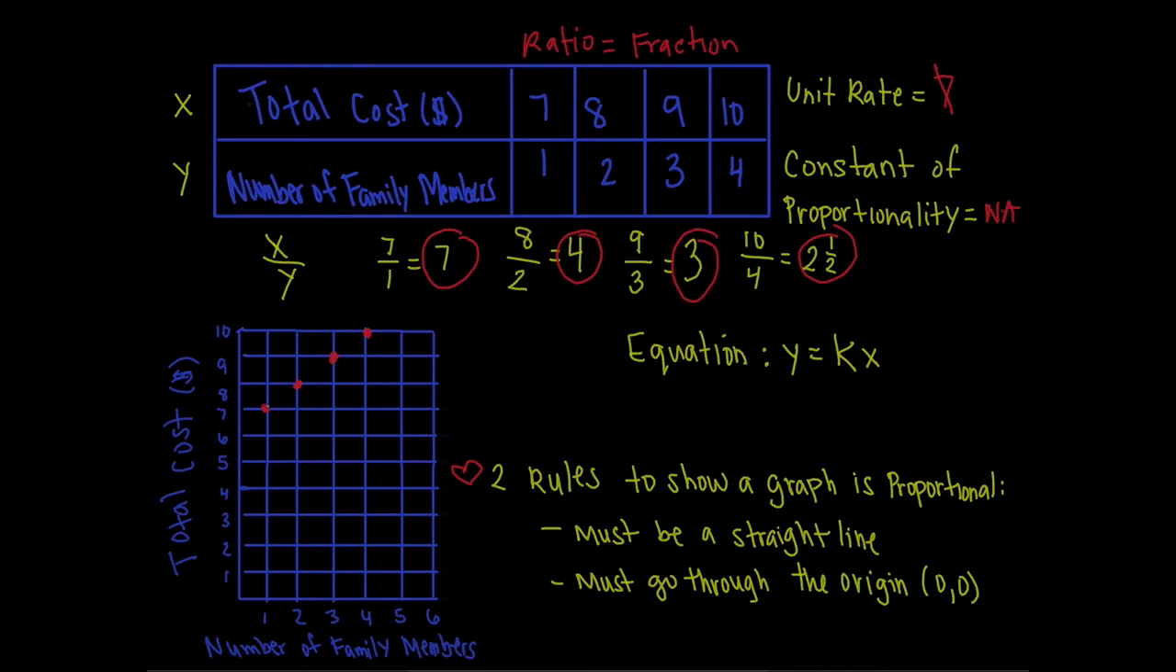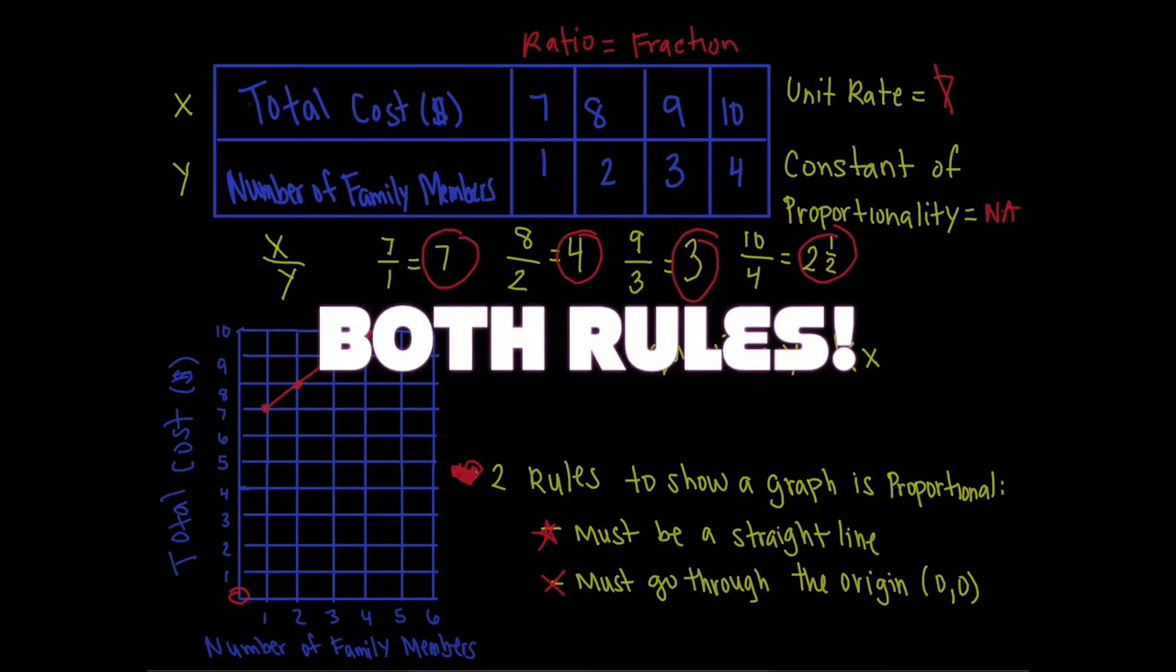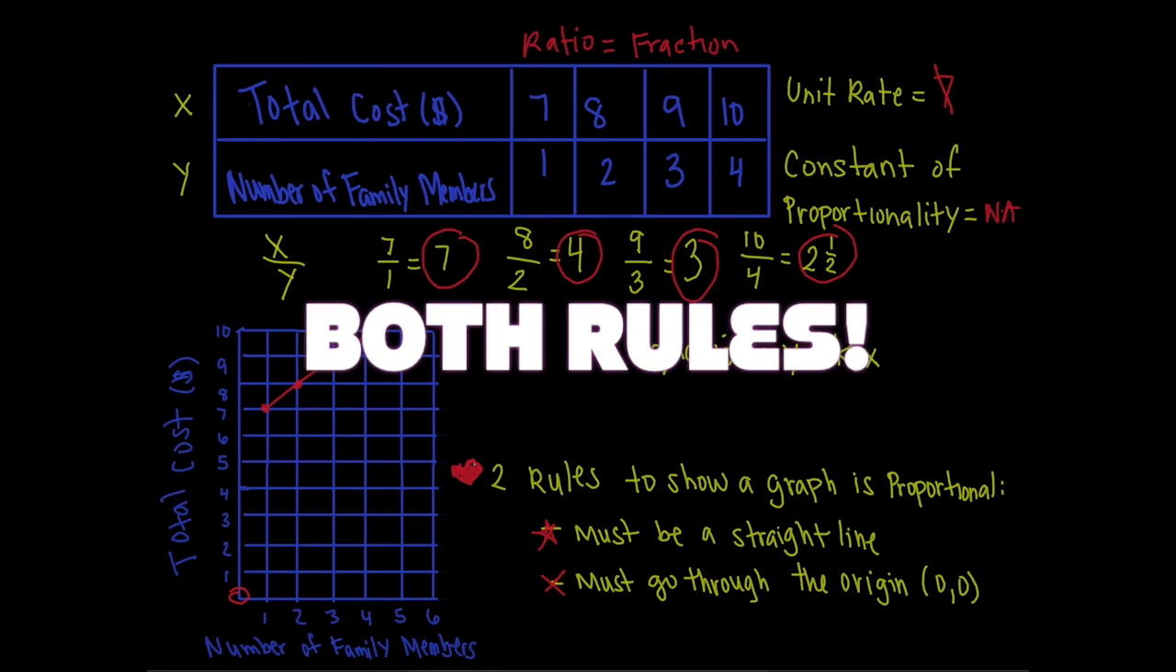If I drew a line to connect these, okay, yes, it is a straight line, so it does follow this rule. However, it does not go through the origin. Our origin is down here at 0, 0, and this would not go through the origin. So therefore, it is not a proportional relationship. The graph has to follow both of these rules for it to be a proportional relationship.